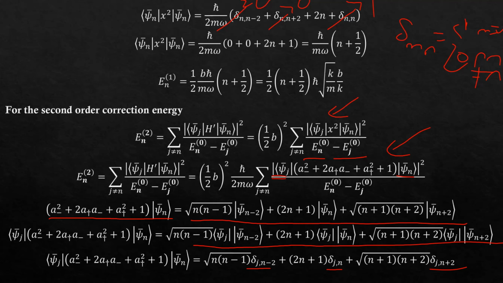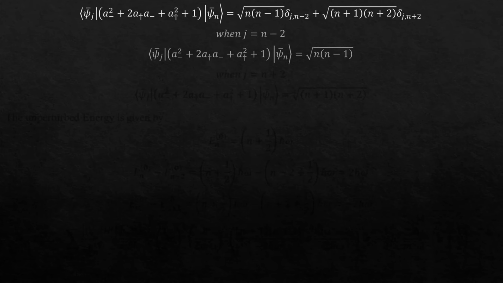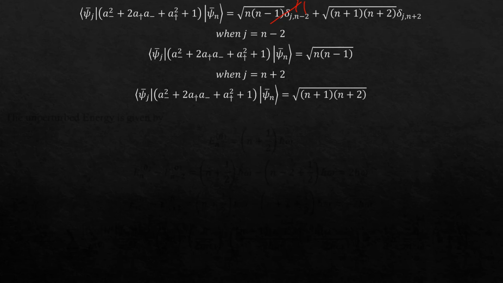Now, here we are going to have this expression. You notice that j equals n minus 2 and j equals n plus 2 are the only parts that are left that will not be 0. So when j is equal to n minus 2, we are now going to have this, because this is now going to be 1. And when j is equal to n plus 2, we are going to have this one again as 1, and this one will become 0. So finally, we can put it back.